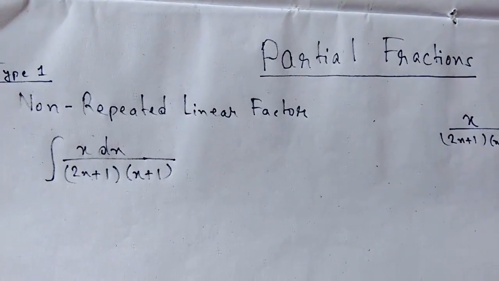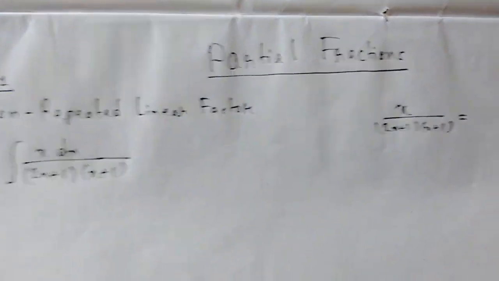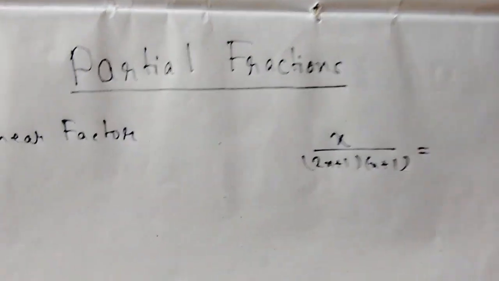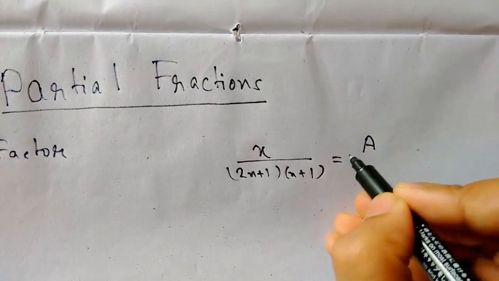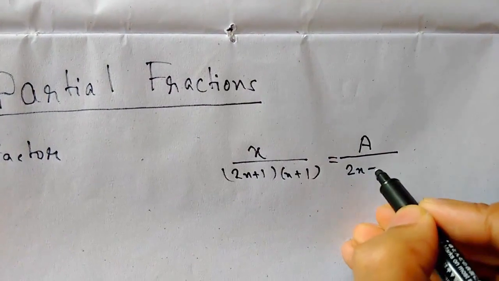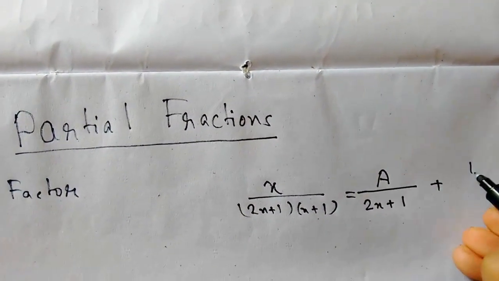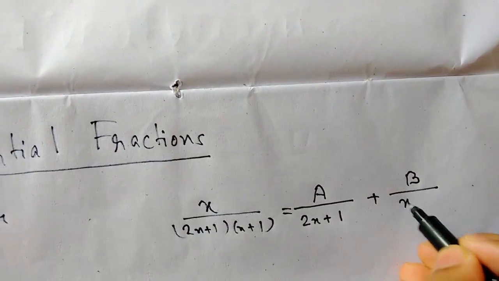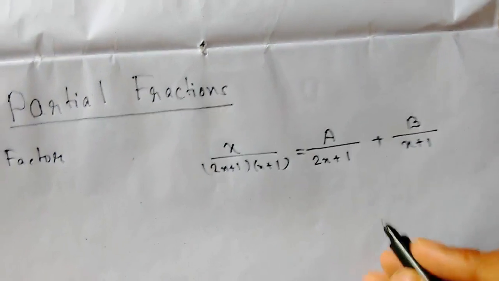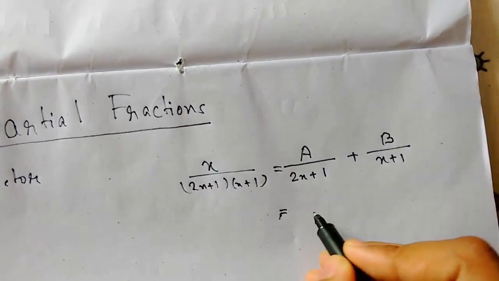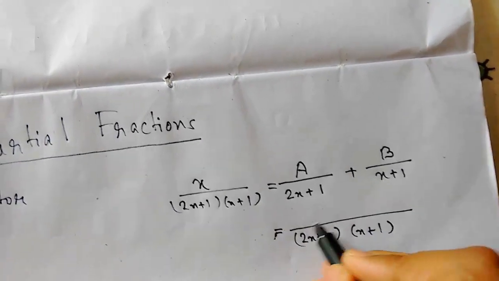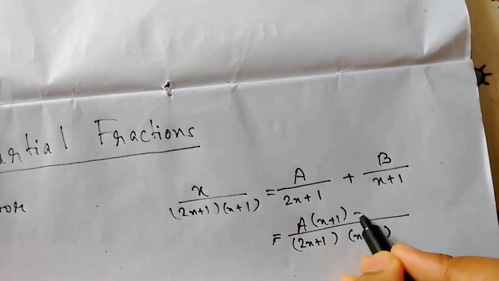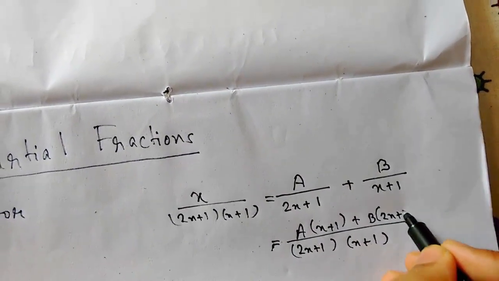We cannot solve this in the normal way, so we have to use partial fractions, which I'm going to explain right now. We copy the term. Now we have to split it into fractions: A upon 2x plus 1 plus B upon x plus 1, where A and B are constants. Now we simplify this a little bit: (2x plus 1)(x plus 1), A times (x plus 1) plus B times (2x plus 1).